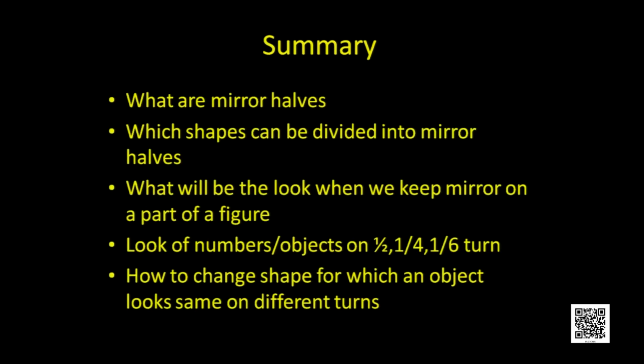Now, let us summarize what we learnt today. First, we learnt what mirror halves are, then which shapes can be divided into mirror halves, and what the look will be when we keep a mirror on a part of a figure. Then we learnt about the numbers and objects which look the same on a half, 1/4 or 1/6 turn. Then we learnt how to change shapes so that objects look the same on different turns.